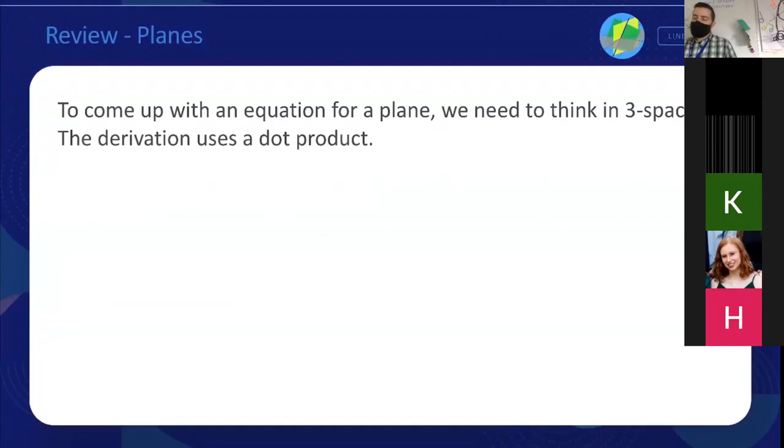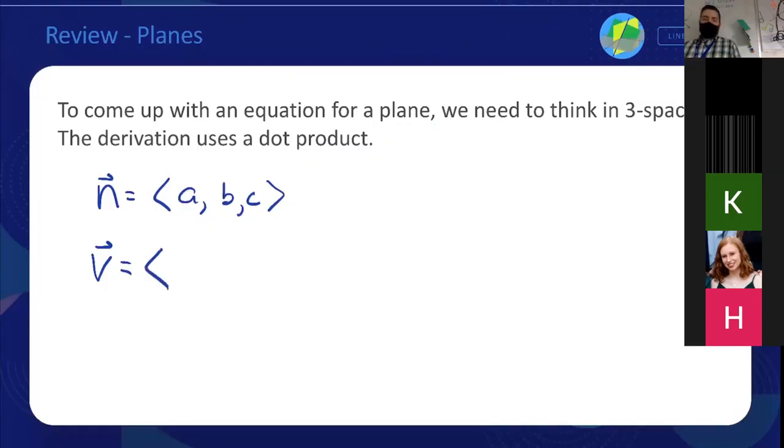So with planes, we need 2 things to come up with an equation for a plane. Again, this is review from last semester. One, you want a normal vector, meaning perpendicular to the plane. So n, normal to the plane, perpendicular to the plane. And then we basically just need any vector in the plane or parallel to the plane.